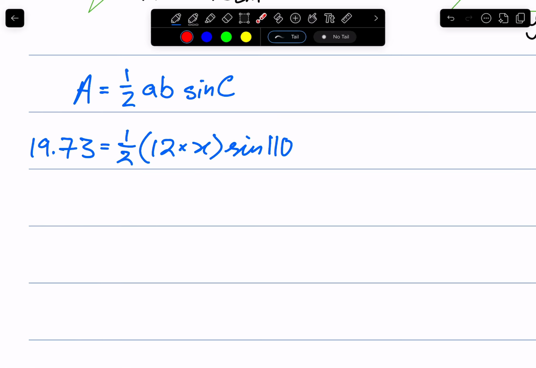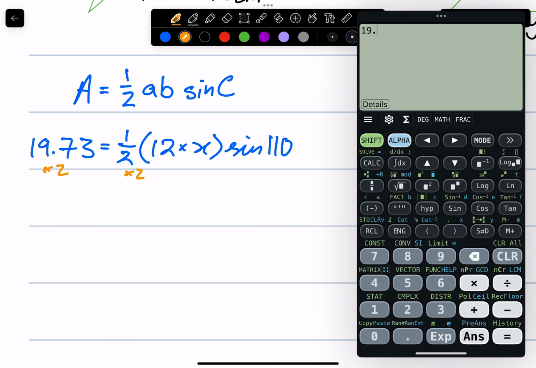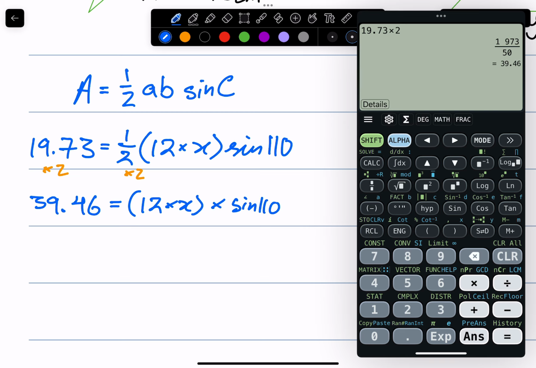So at this point, you would then times by 2. Notice how this is dividing by 2. So to reverse this, we times by 2 on both sides. So 19.73 times 2. On the left-hand side, we get 39.46 equals 12 times x times sine 110. If you've seen that first step, it's just a matter of reversing each of the other numbers.